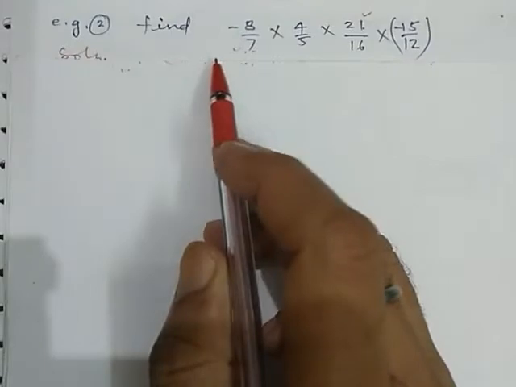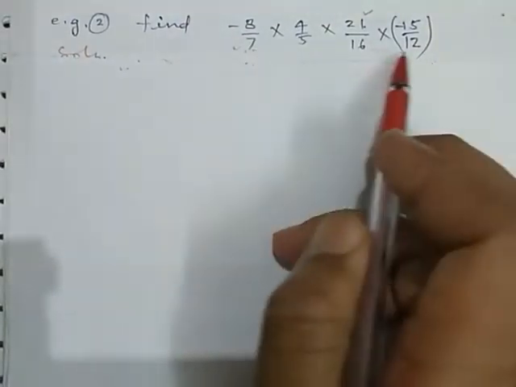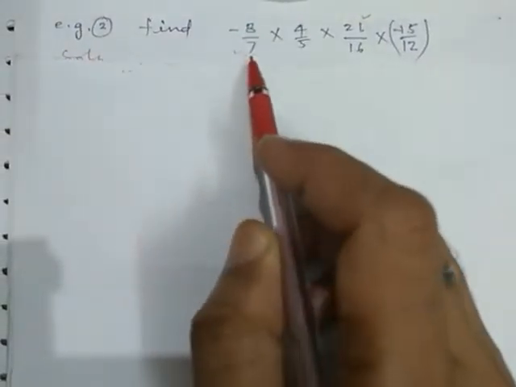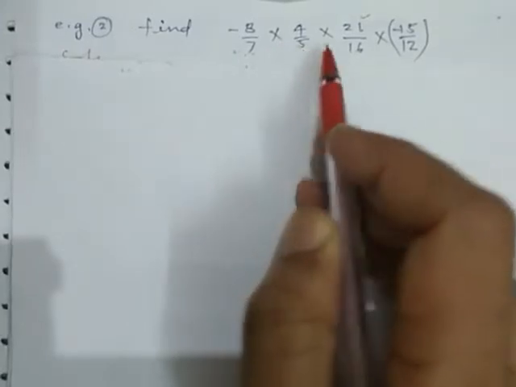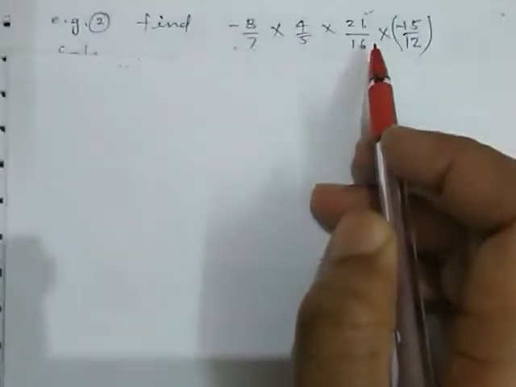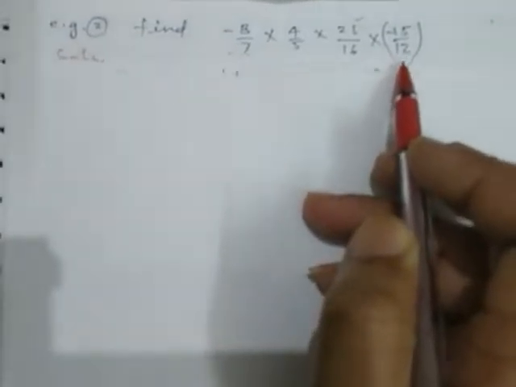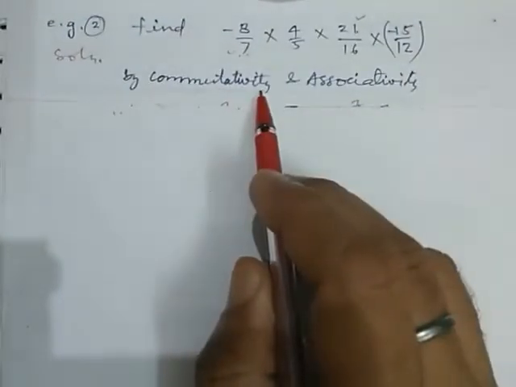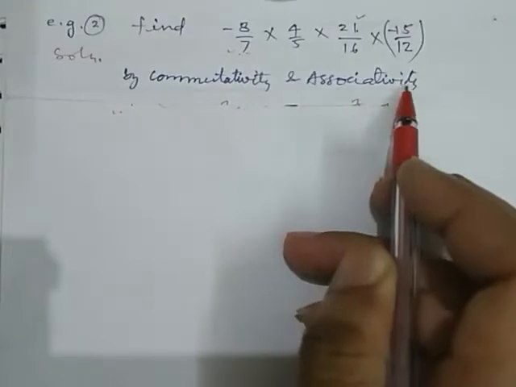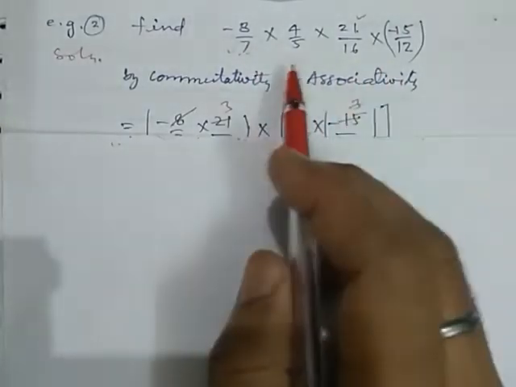Find the value of these: minus 8 by 7 into 4 by 5 into 21 by 16 into minus 15 by 12. By commutativity and associativity, we can solve this.